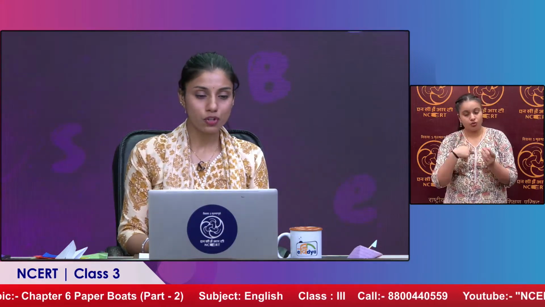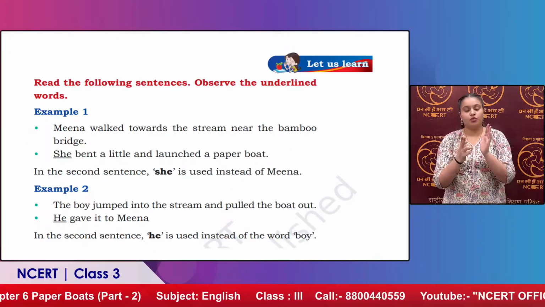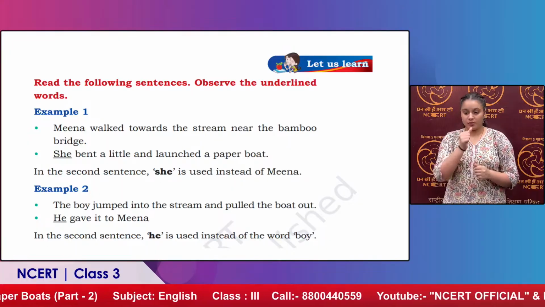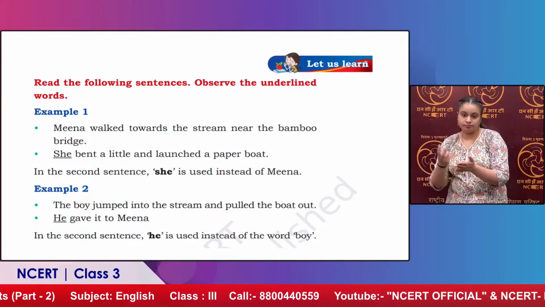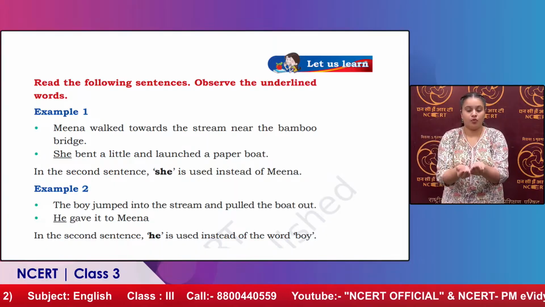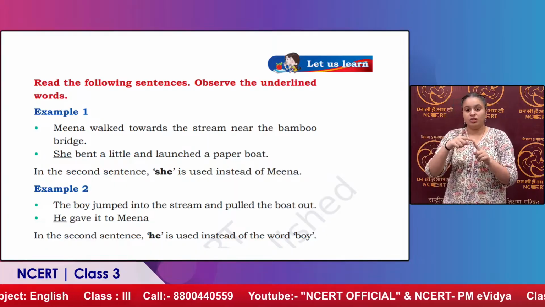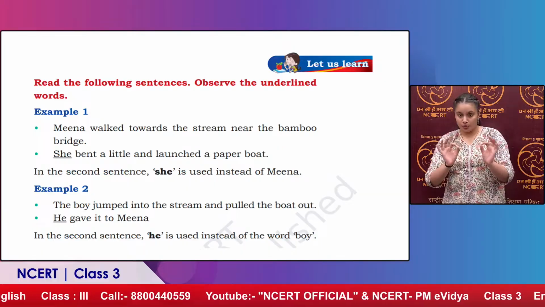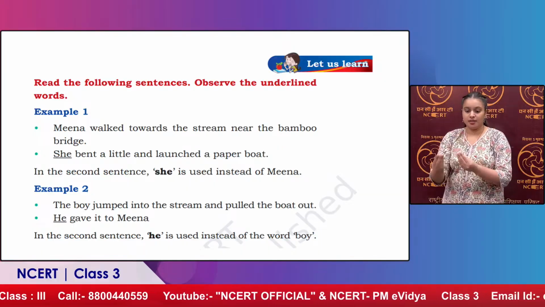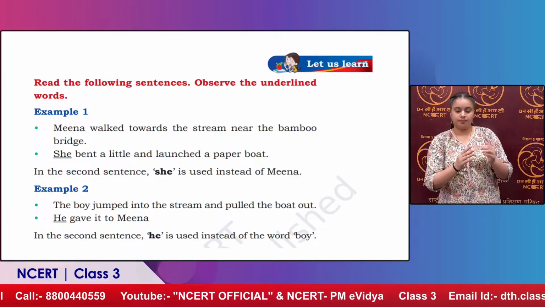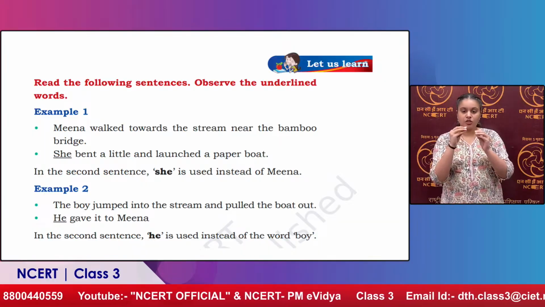Next example also we will see, the boy jumped into the stream and pulled the boat out. Now, in the next sentence, instead of saying the boy, we used he. He gave it to Meena. So, here also we have replaced the boy and we have used he.